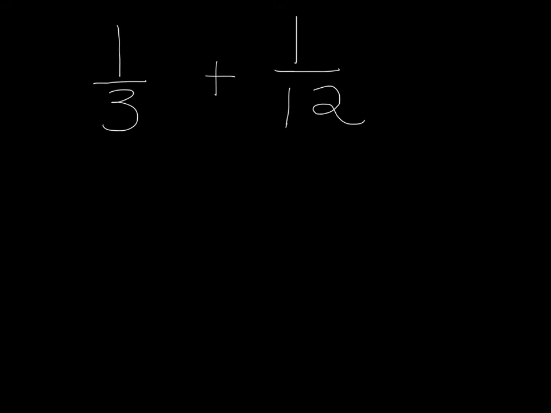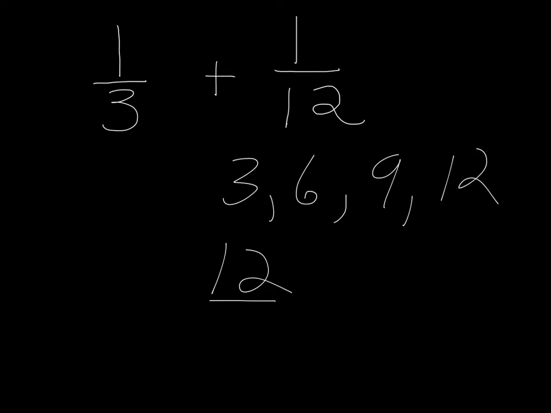So the first thing we have to do is make the denominators the same. Students who know their multiplication facts really well will look and see that 3 goes into 12, so 12 will be our new denominator. If they don't know their multiplication facts as well, then they will find multiples. So they will count by 3: 3, 6, 9, 12, and then count by 12s. Hopefully they will see 12 is the first number that's a multiple of both numbers.